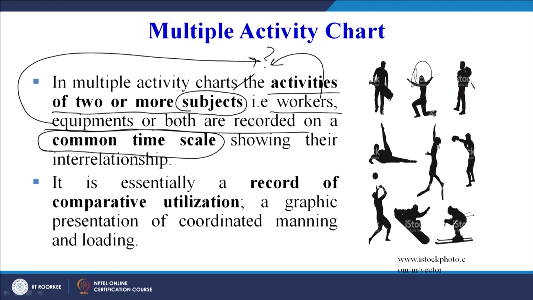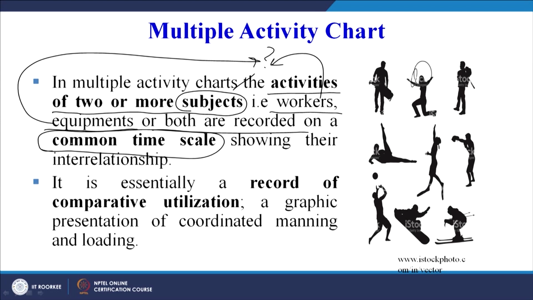I have already highlighted this point: suppose the man is loading the machine, at that time the machine will be idle. That way we will try to establish an interrelationship between the man and the machine. It is essentially a record of comparative utilization. As I have already highlighted, in the total time, suppose we time 2 cycles. Let us take an example to have a better understanding.